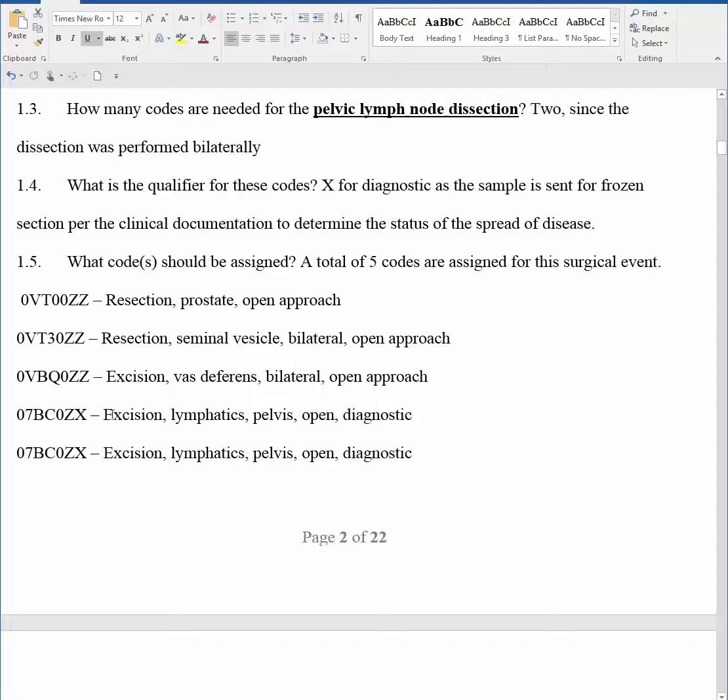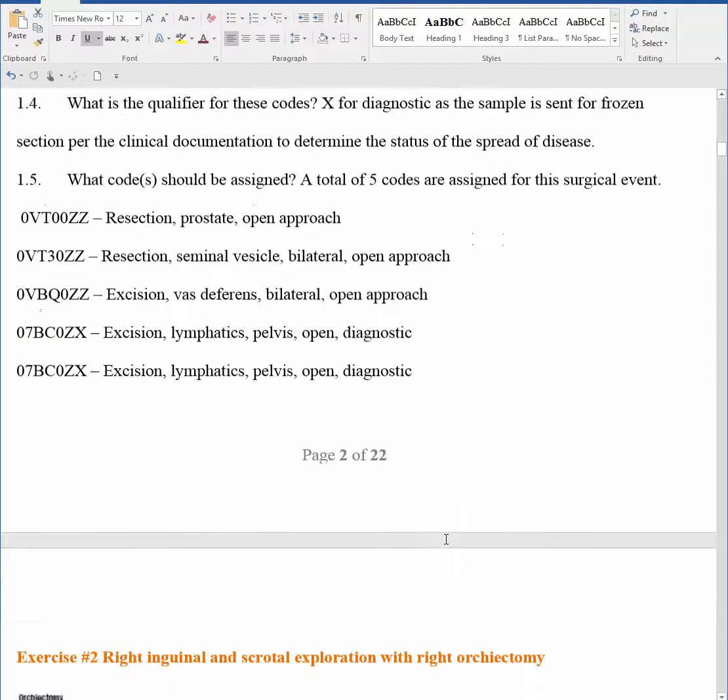And then we have two codes for the lymph node dissection because it was done bilaterally. So we're going to have a code for excision, lymphatics, pelvis, open. And we're going to assign basically the same code again for the other side of the person's body. 07BC0ZX, and then again 07BC0ZX. So again, we have 5 codes for this particular procedure.